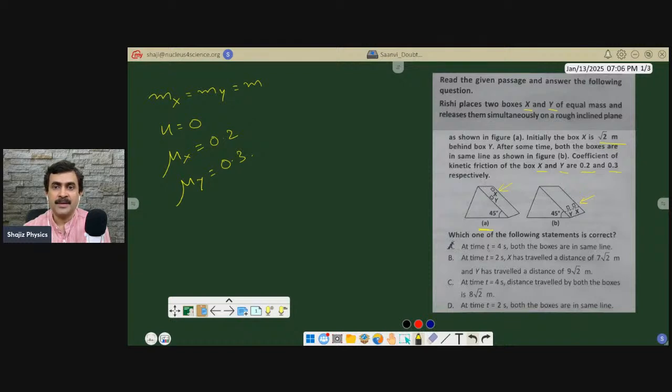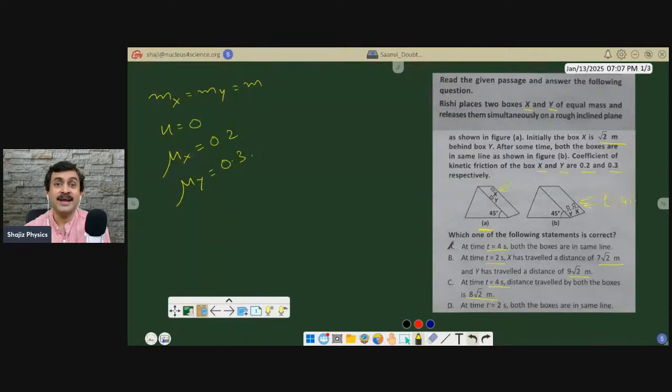Option A: at time t equal to 4 seconds, both the boxes are in the same line, which means that when the boxes reach this line, time t is equal to 4 seconds. That is the first statement. Second, at time t equal to 2 seconds, X has traveled a distance of 7 root 2 meter and Y has traveled a distance of 9 root 2 meter. That is the second statement. And the third statement is like this: at time t equal to 4 seconds, distance traveled by both the boxes is 8 root 2 meter.